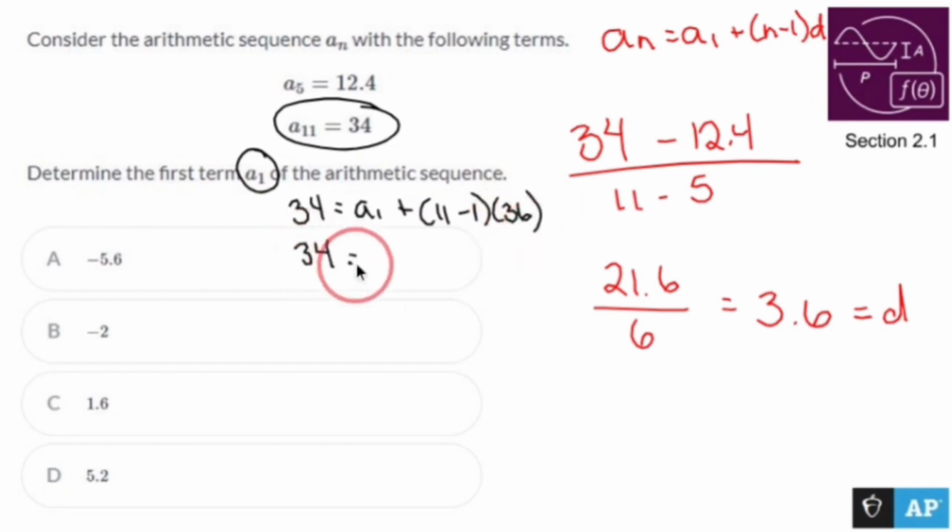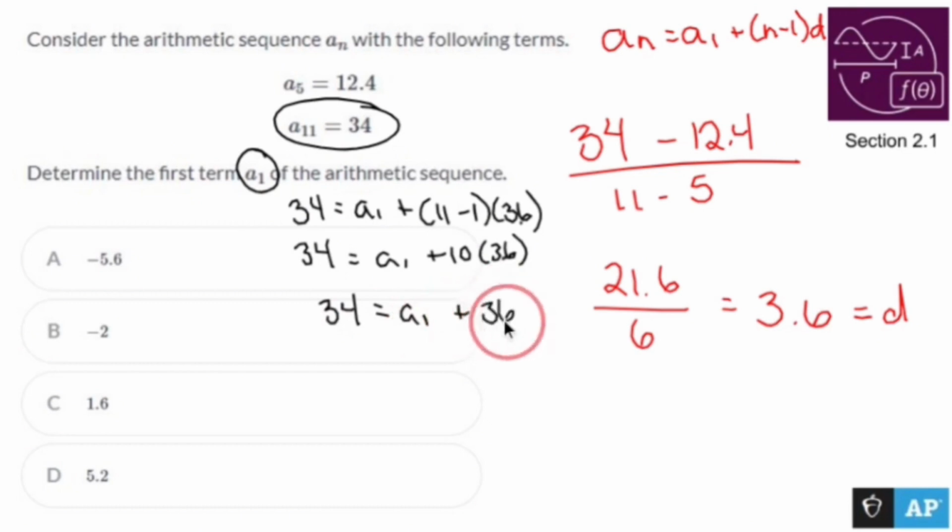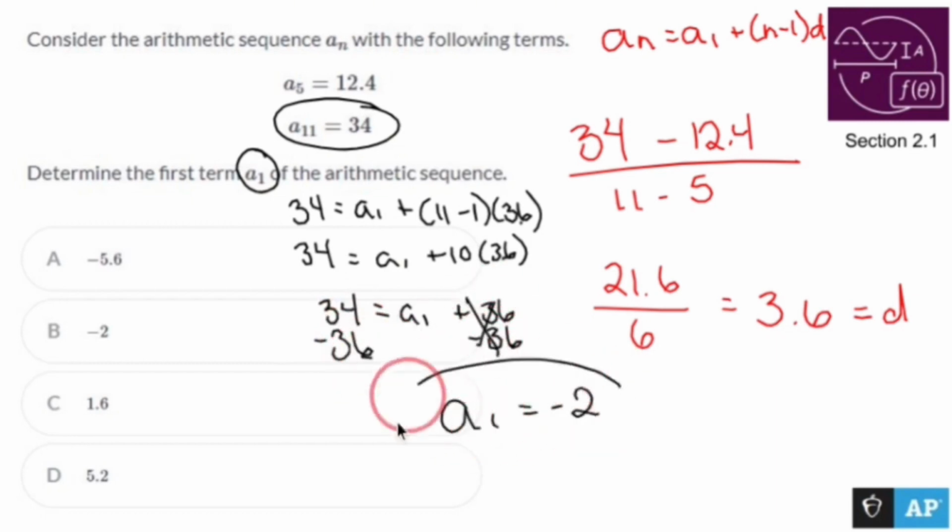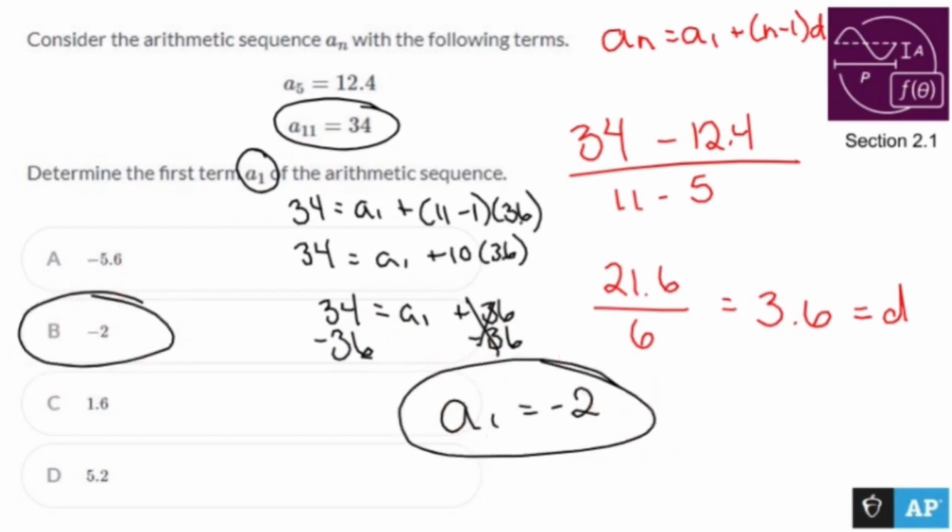34 is a sub 1, I don't know, plus 10 times 3.6. I'm looking at that like something's not right. 10 times 3.6 is 36. That's going to be 34 equals a sub 1 plus 36. There we go. Freudian slip. Subtract 36 from both sides. And your first term is negative 2. So as long as you don't make stupid errors, you'll be all right.